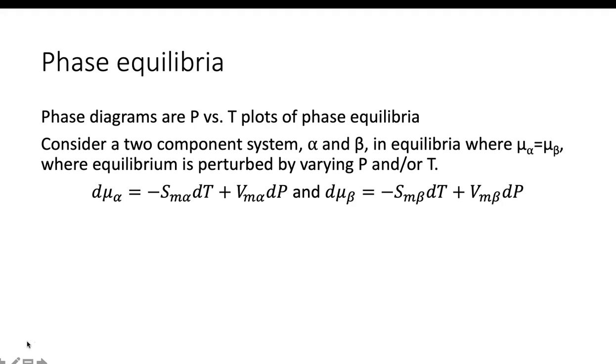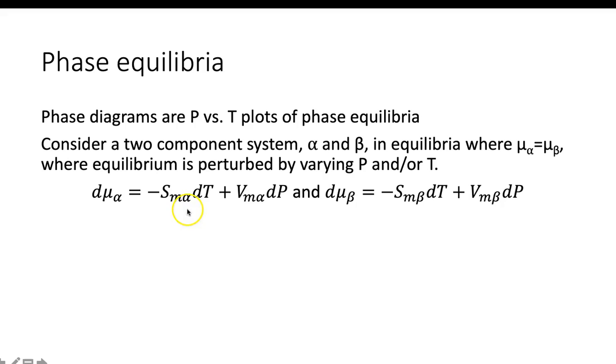Anyway, we're going to consider basically a two-component system, alpha and beta, where those are the two phases in our phase diagram. We've already established that they're at equilibrium when the chemical potentials are the same. So if we perturb pressure or temperature, we're going to change that equilibrium. That would mean a change in the chemical potential of alpha and beta.